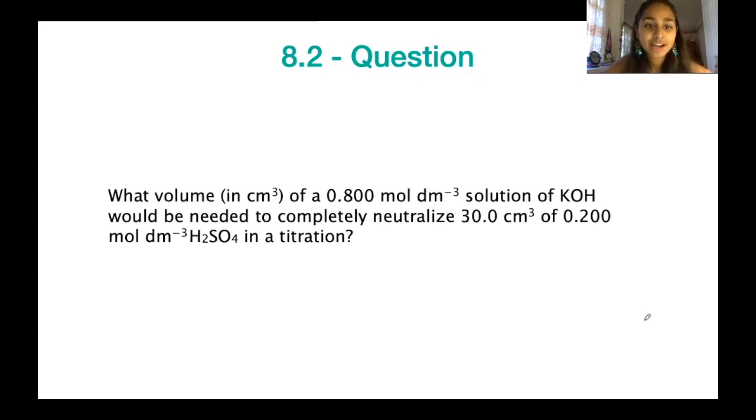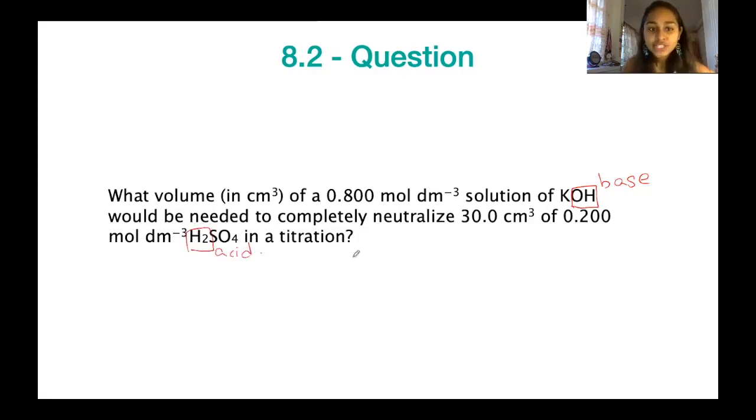So here you're being asked what volume of a 0.8 moles per decimeters cubed solution of KOH, so remember KOH is going to be a base, potassium hydroxide, because it's got the hydroxide ion, would be needed to completely neutralize 30 cubic centimeters of 0.2 moles per decimeters cubed of sulfuric acid. So this is going to be your acid.